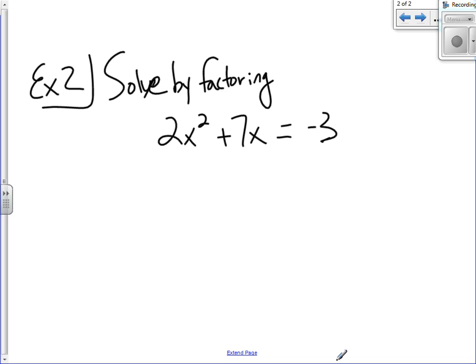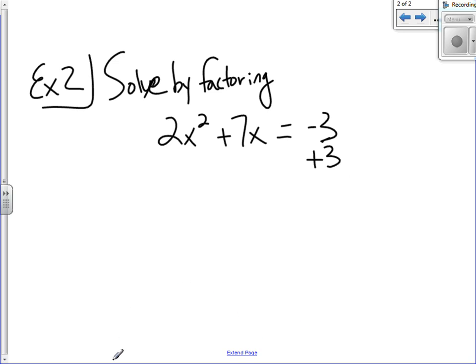What was the first thing that we needed to do in the last example? We needed to get what on one side? If you said 0, nice job. The question we have to ask ourselves now is, how can we get 0 on one side of the equal sign? The fastest way would be to do the opposite of this -3. Think of this as subtracting 3 because of the minus. It would be to add 3 to both sides.